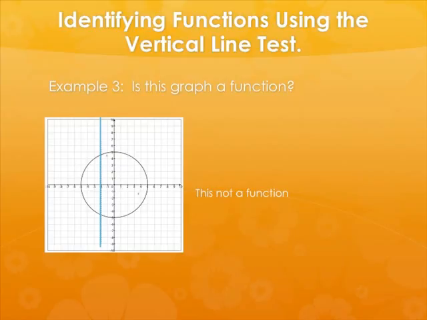Here is an example of a circle. Well, with the vertical line test, we see that it failed and is therefore not a function because it passes 2 points on the same line within this graph using the vertical line test.